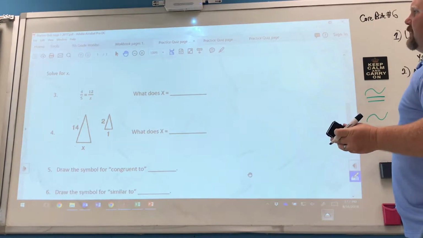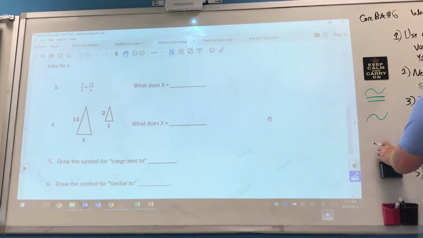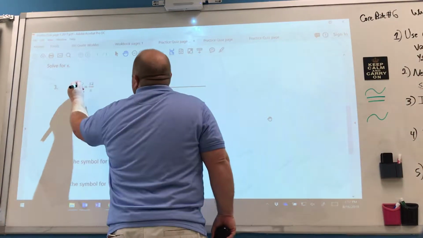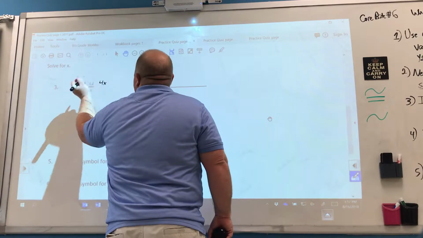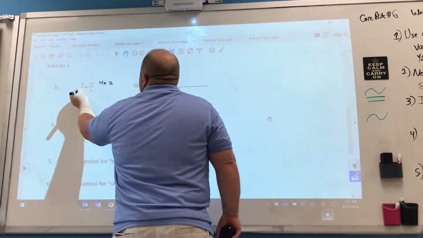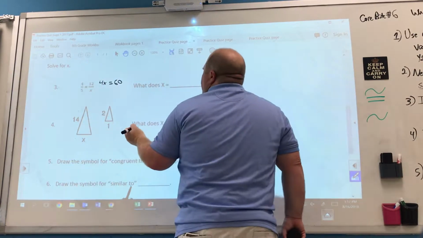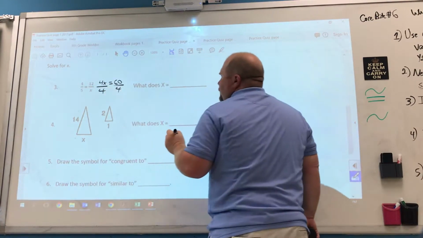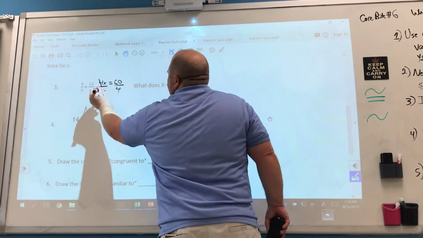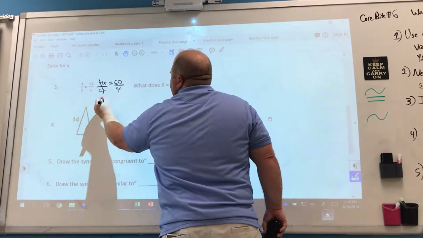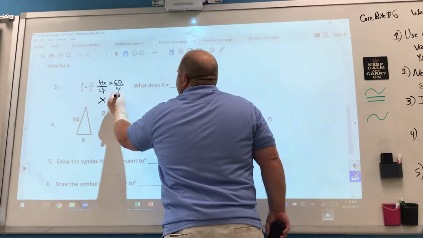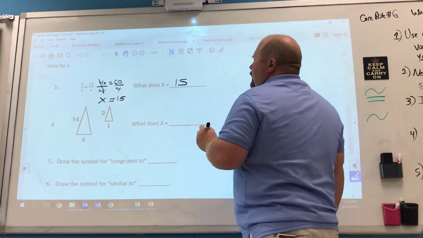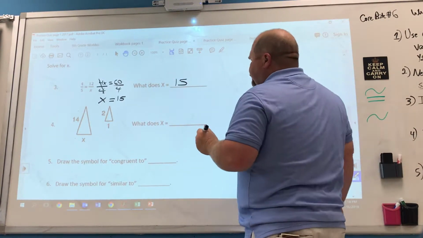All right, number 3 and 4, we're just solving for x. Number 3 is already set up as a proportion. So 4 times x is 4x, and it equals 5 times 12, which is 60. At this point, it's a one-step equation, and I just want to divide both sides by 4. So 4 divided by 4 is 1x, or simply x. 60 divided by 4 is 15. So x equals 15.